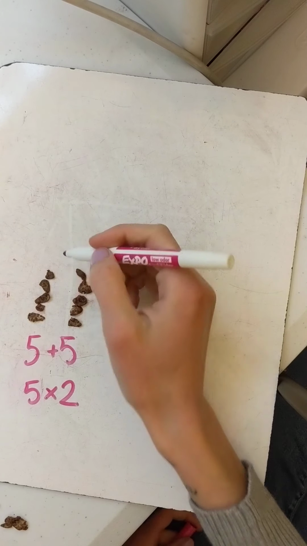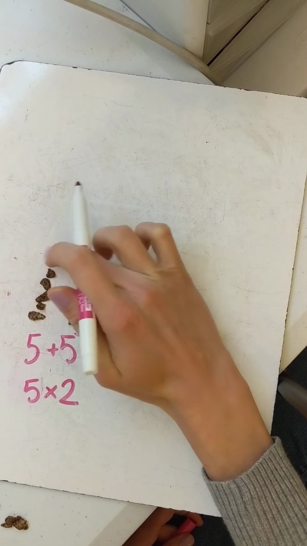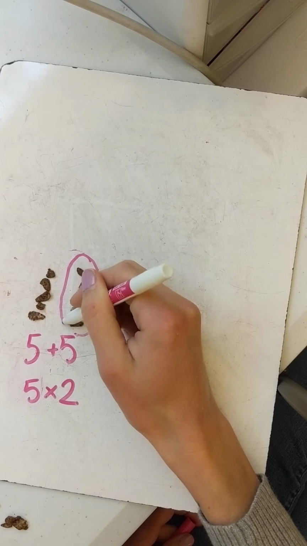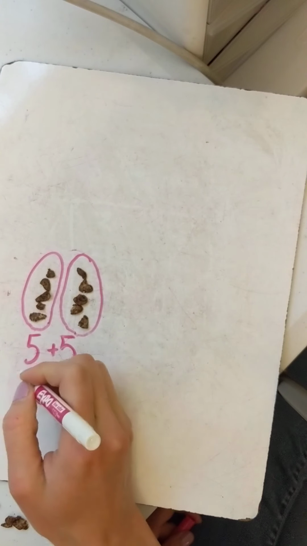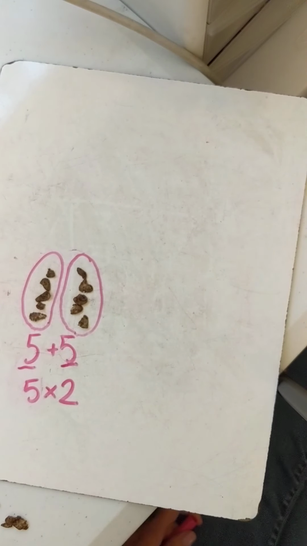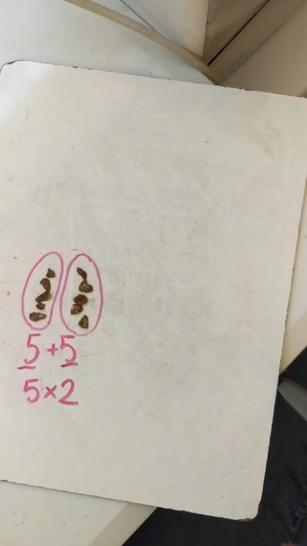Today, our goal is to create the equal groups that we have here. Oops, I should really circle each group. Here's one group. There's another group. And also to be able to write an equation to go with these equal groups. So that's just a real example.